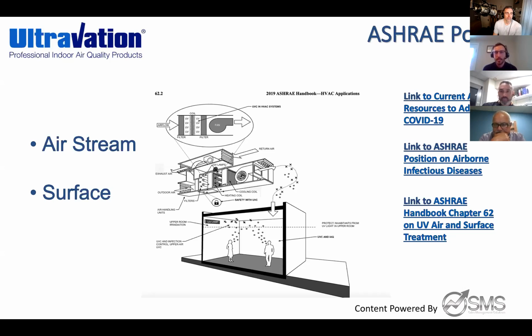And ASHRAE's position is that you use UVGI technology to kill viruses and bacteria. UVGI technology is only found in UVC lamps. We do have links to ASHRAE's actual handbook where this is stated, which I will send you in a follow-up email after the presentation's over, so you have that in writing, but that is your answer to that question. We do have it in the handbook, in chapter 62, and that is for surface treatment and in the airstream treatment.